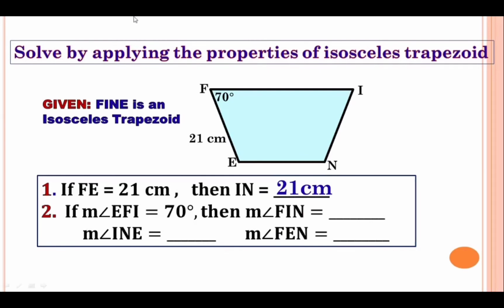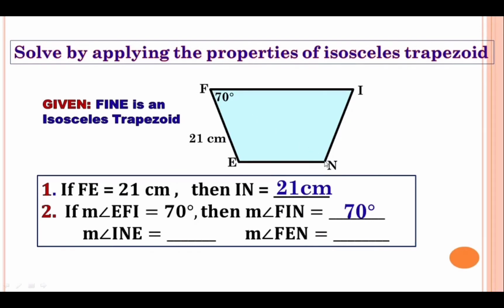So to answer this, you have to look at the relationship between the two angles. So actually, angle EFI and angle FIN are the base angles of the given isosceles trapezoid. Therefore, they are congruent. So if measure of angle EFI is 70 degrees, then measure of angle FIN is also 70 degrees. How about the measure of angle INE? How are you going to relate angle INE to angle EFI?